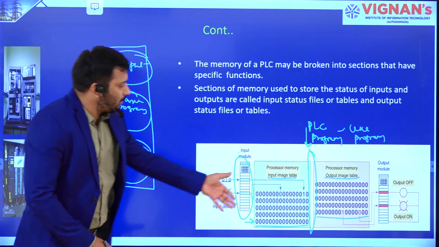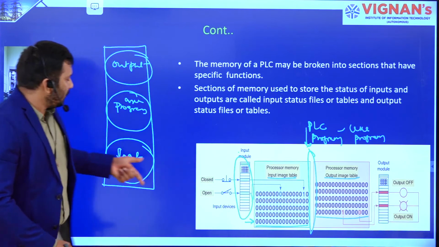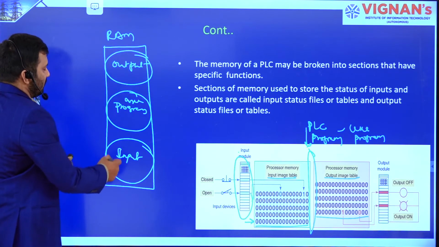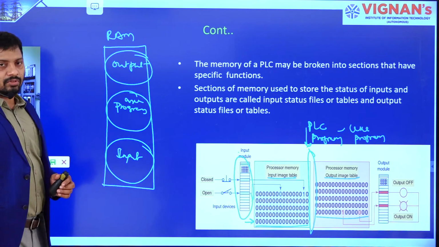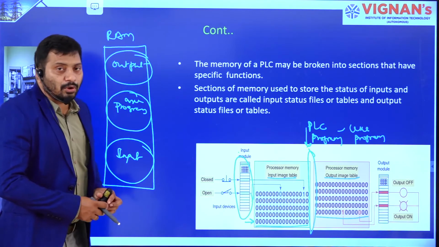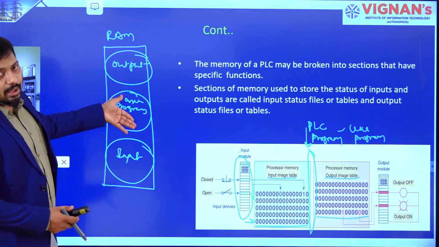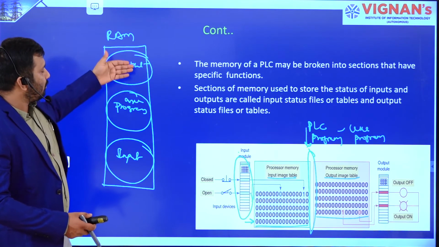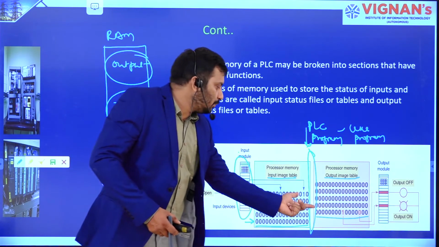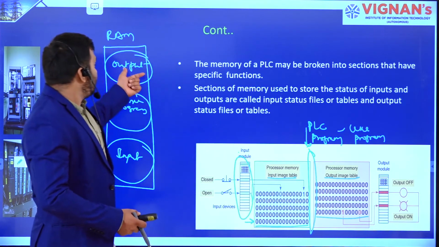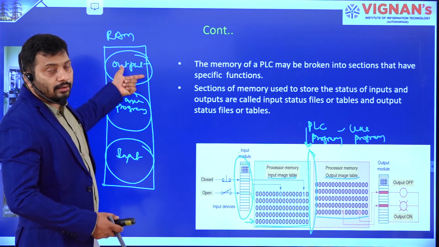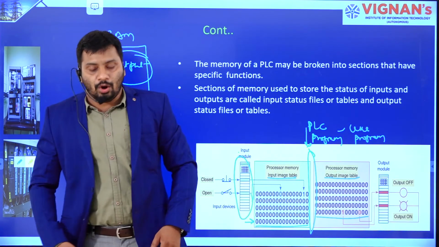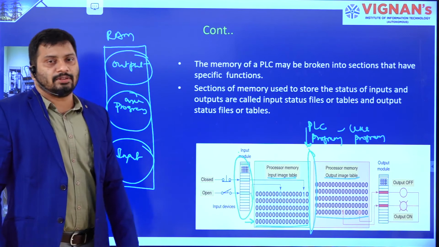So where is the input image table going to be present? It is present in the internal RAM only. That is going to become the input scan block, right? The user program is once again present in the RAM only. After execution of this program, the output is updated, and that updated output data is also updated in this RAM only. That updated data is then sent out through the output module to control the output devices.